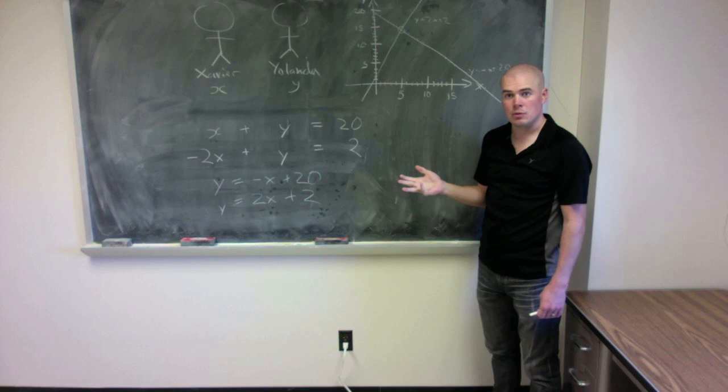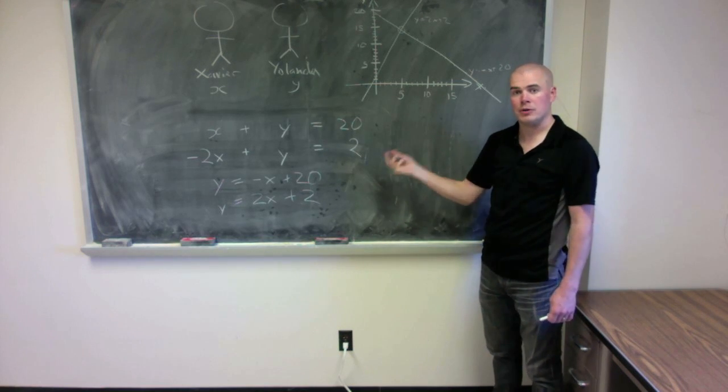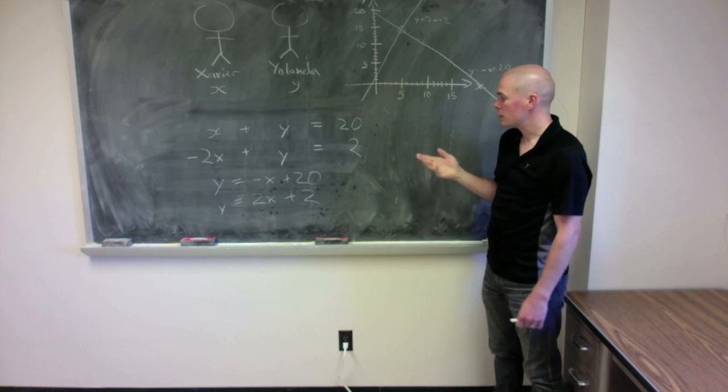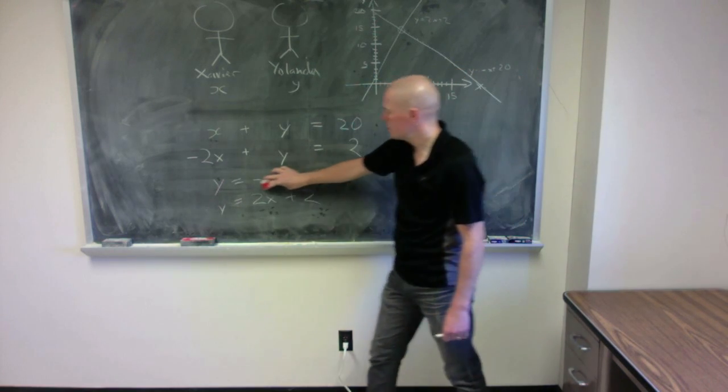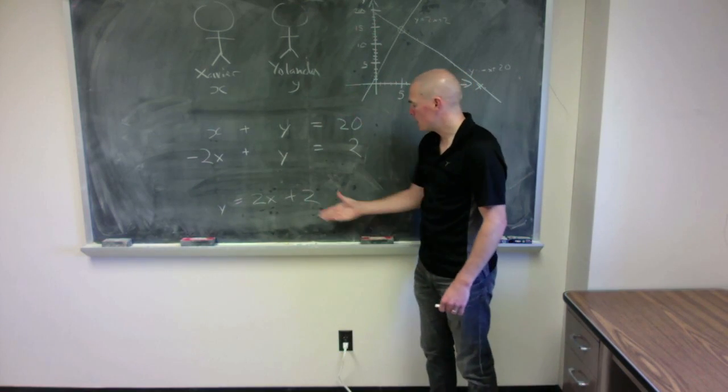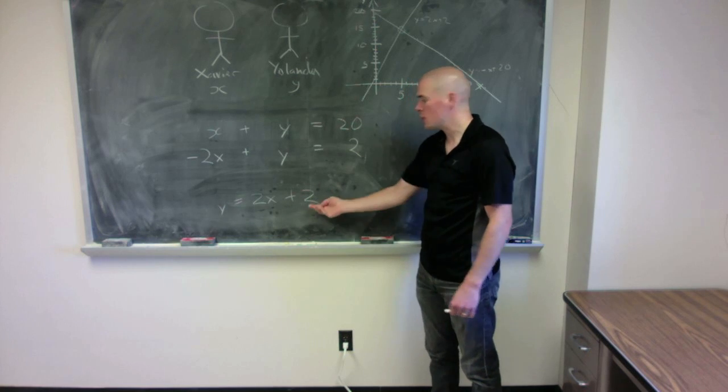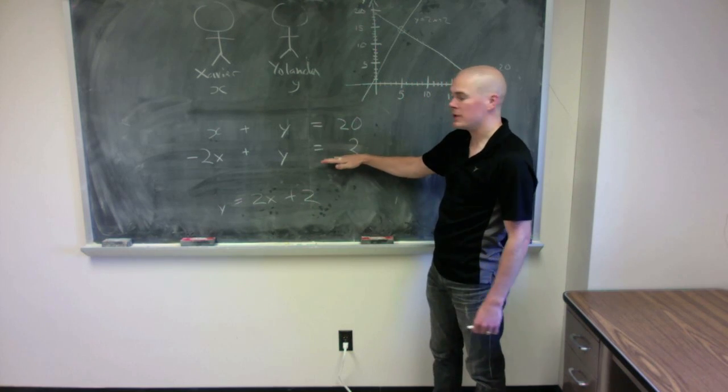With substitution, what we can do is solve for a variable in terms of the other variable. So what I'm going to do is erase one of these equations. Specifically, I'm going to erase this version and look at this version here. I see that y is equal to 2x plus 2. I got that from this equation.